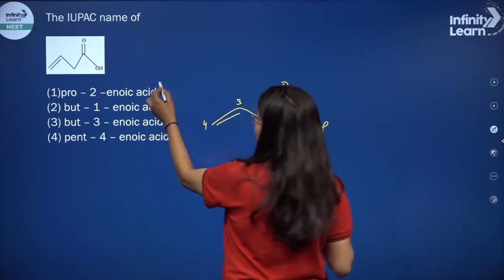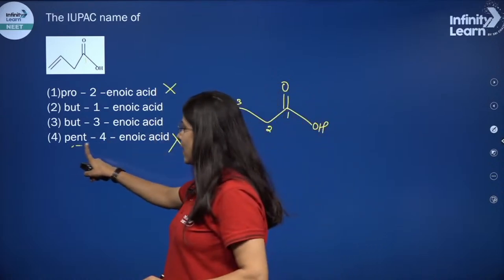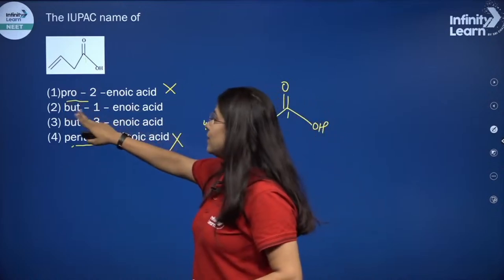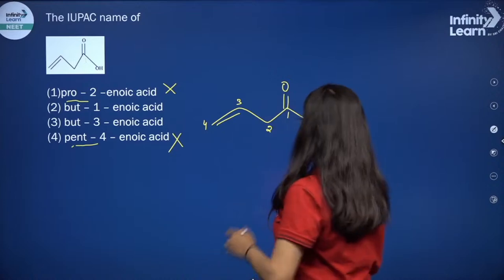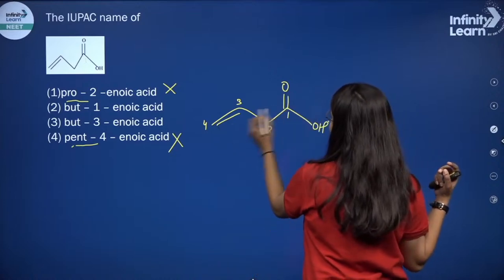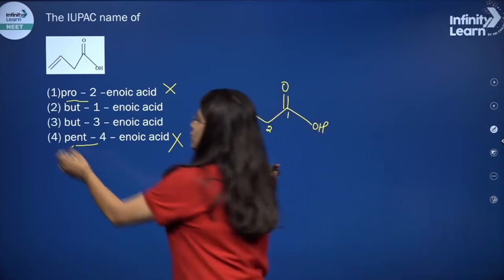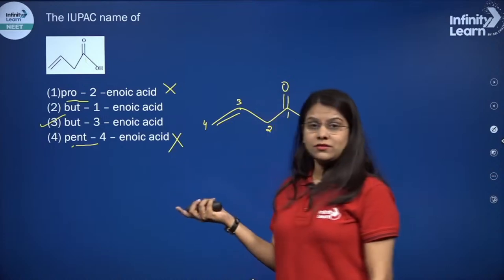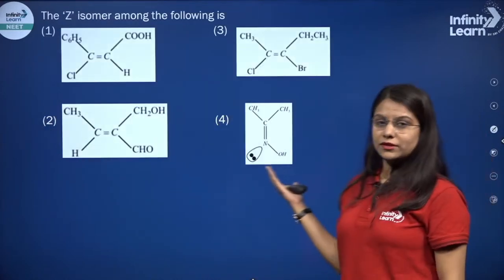So propanoic will not be the answer, pentanoic will not be the answer, because here we have 5 carbons, here we have 3 carbons. Now it can be but-1-enoic acid or but-3-enoic acid. COOH is given more priority than the double bond. So it will be what? At the third position I have this double bond, so it will be but-2-enoic acid. Answer is third.